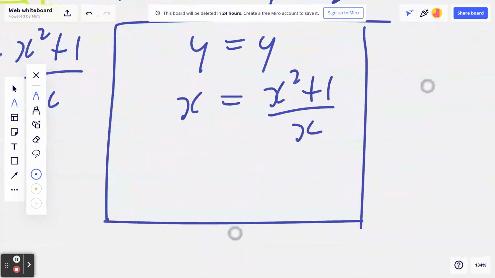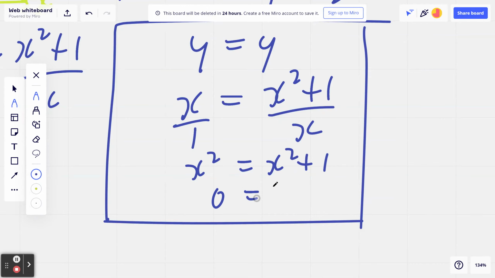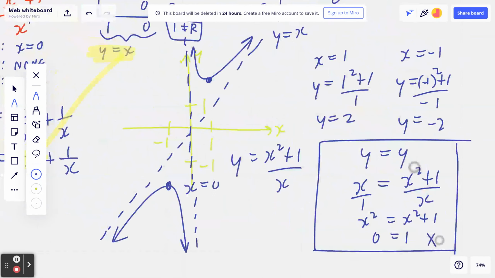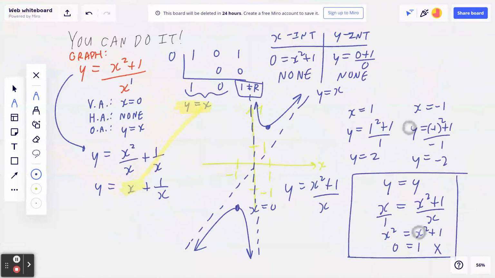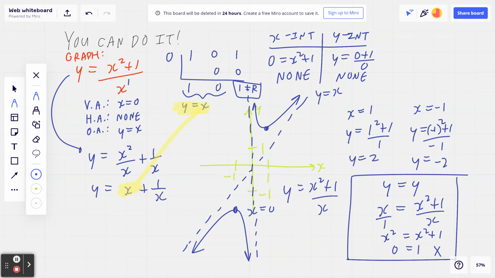And now if I can solve for x, that means it does cross. If I cannot solve for x, it doesn't cross. I cross multiply, x squared equals x squared plus 1, 0 equals 1. And this doesn't make sense. So this tells you that the function does not cross. And this is basically how you graph y equal to (x squared plus 1) divided by x.